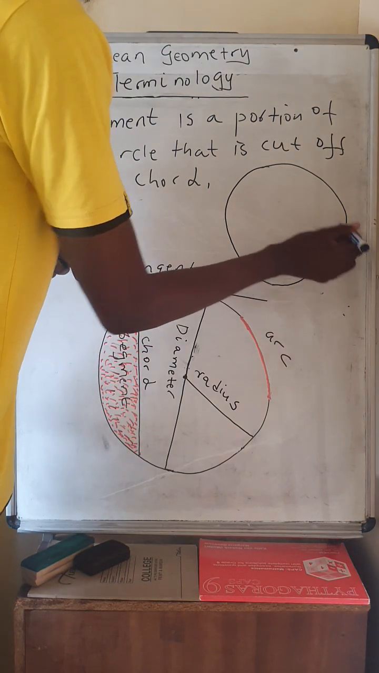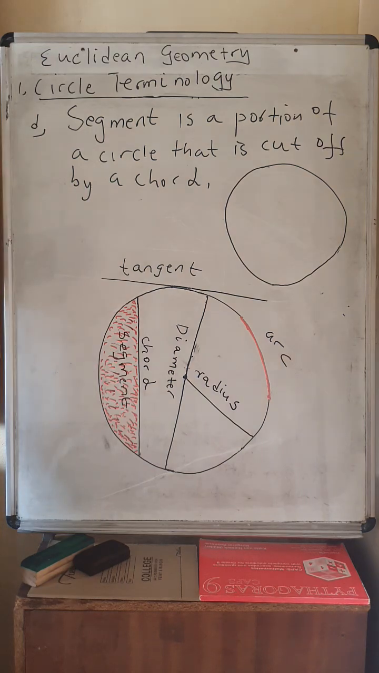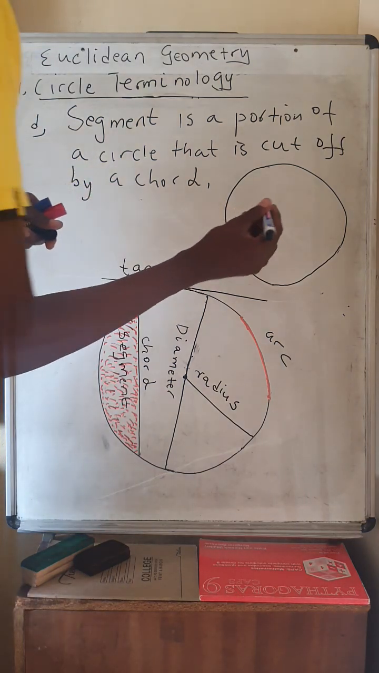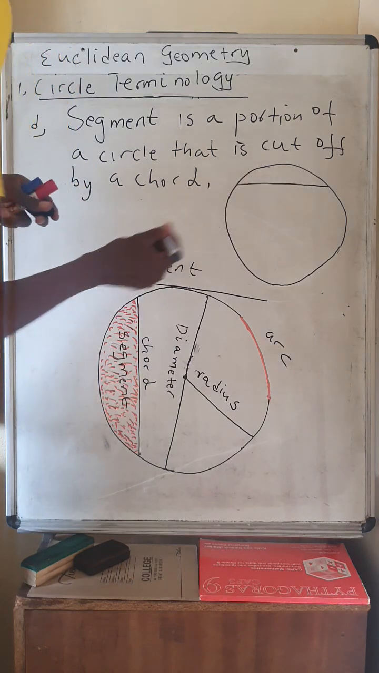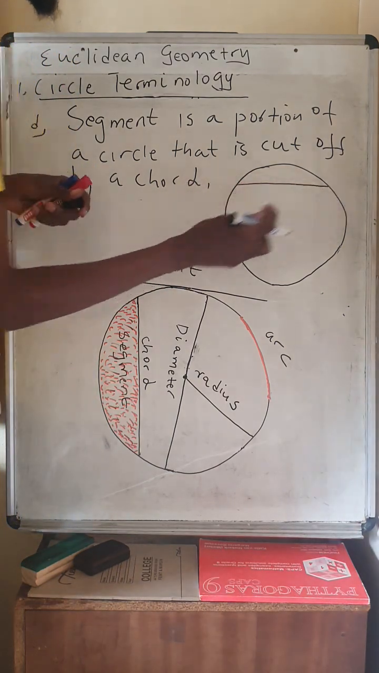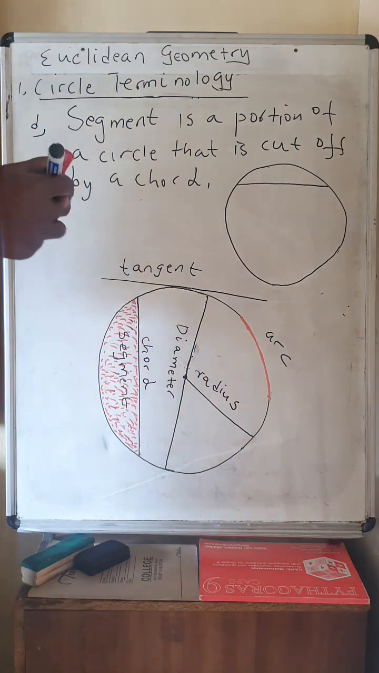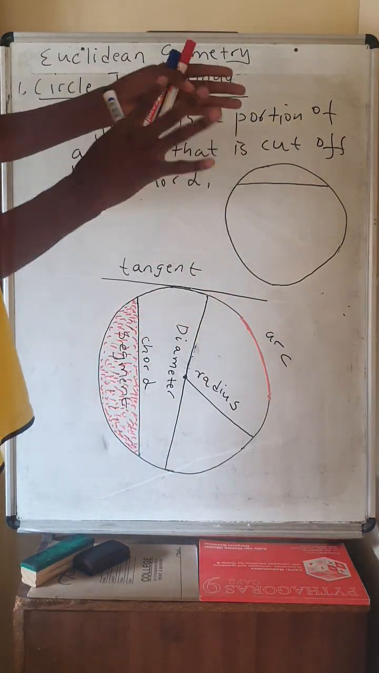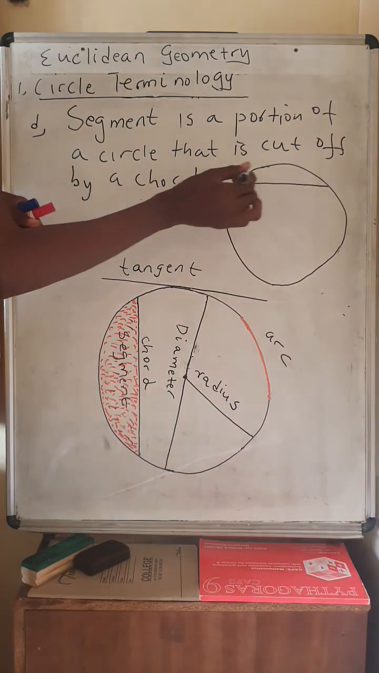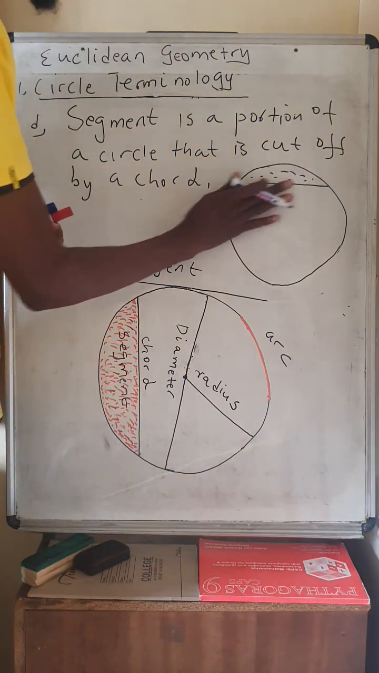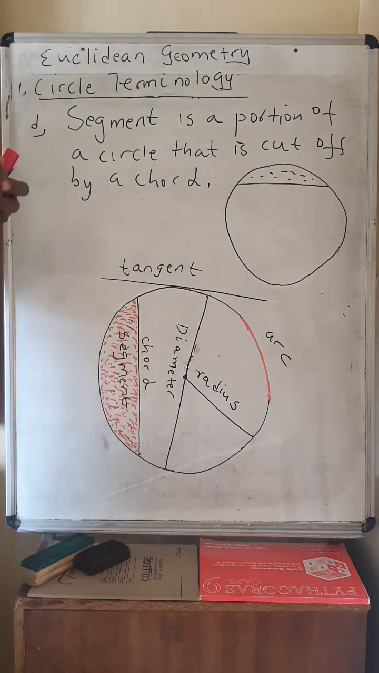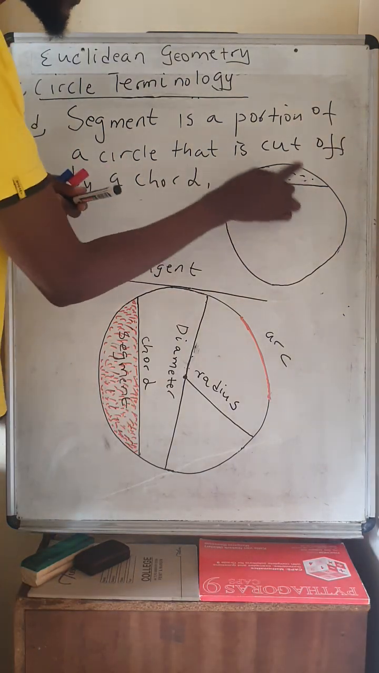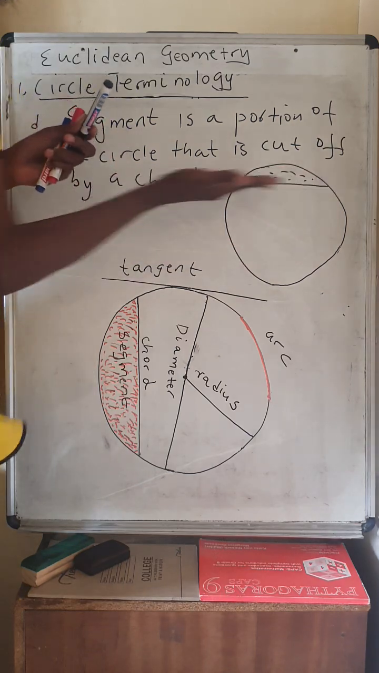So let us talk about a segment. A segment is a portion of a circle that is cut off by a chord. For instance, if I draw a chord like this, you can see it is dividing our circle into two pieces. There's this piece here, and this piece here. So each portion here will represent a segment, because each of them is cut off by a chord.